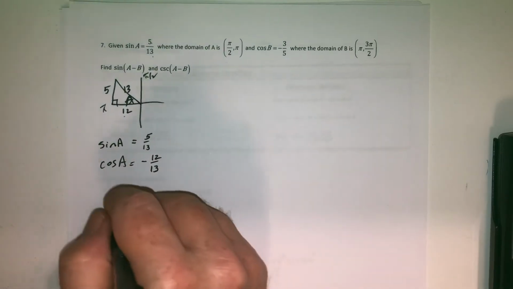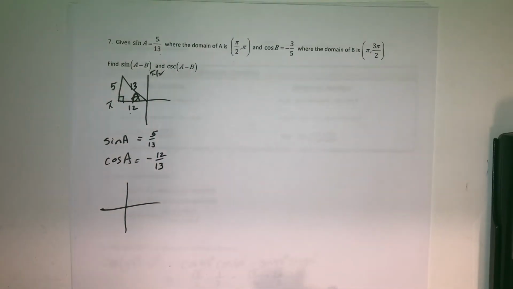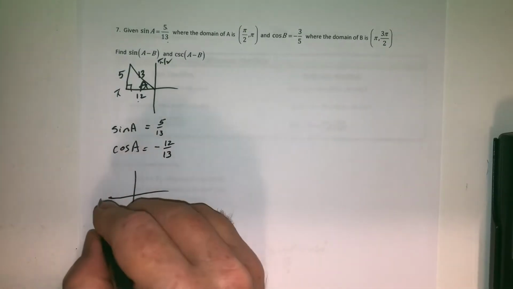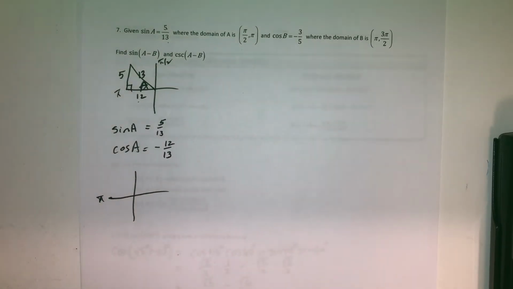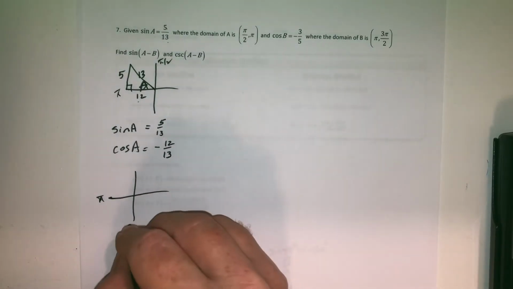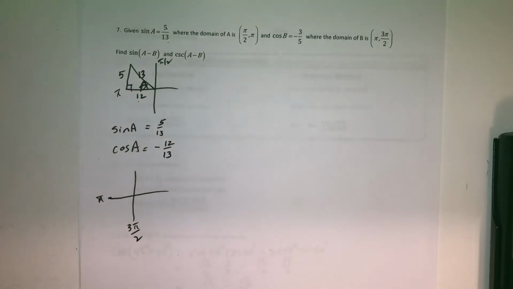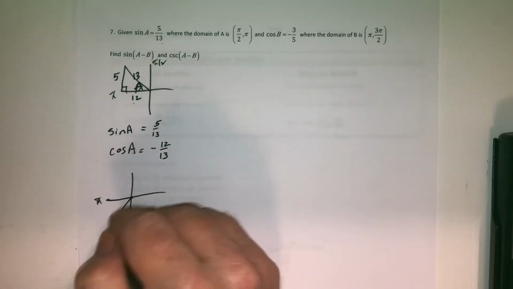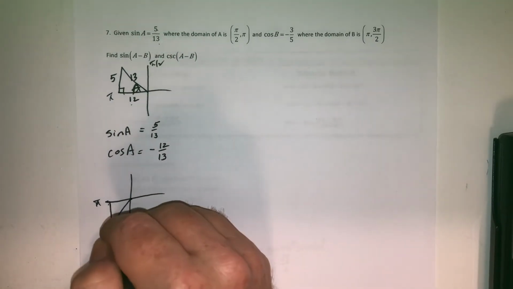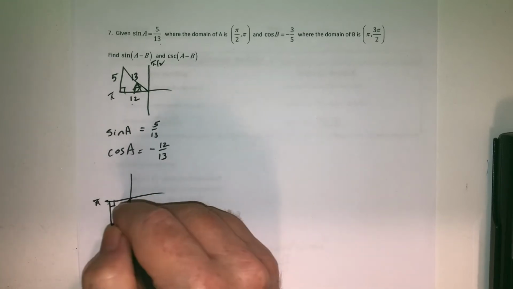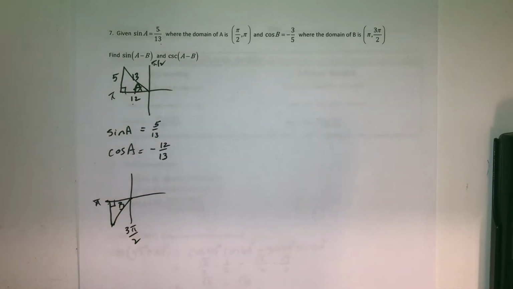Now I'm going to sketch angle B. Okay. Angle B, they tell me, is between pi, which is over here at 180, and 3 pi over 2, or 1.5 pi, which is at 270. All right, and that means it's down here in the third quadrant. So I'm going to draw my reference angle, and I'm going to put beta right there for that reference angle.